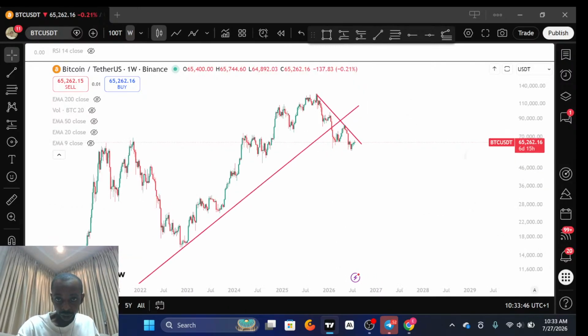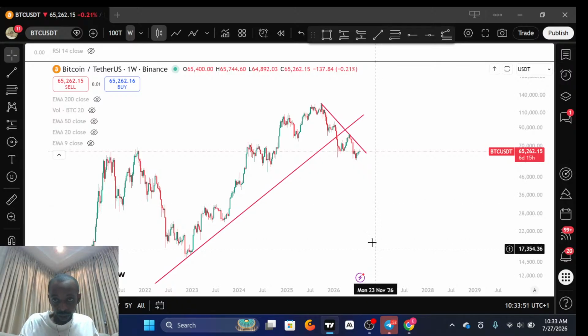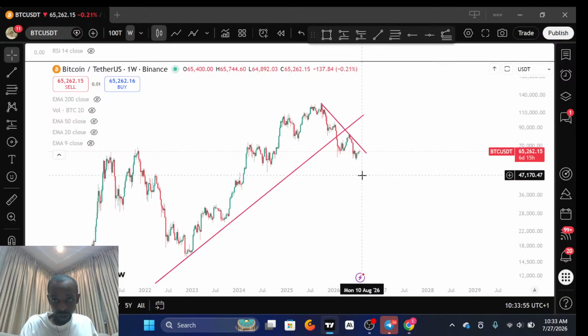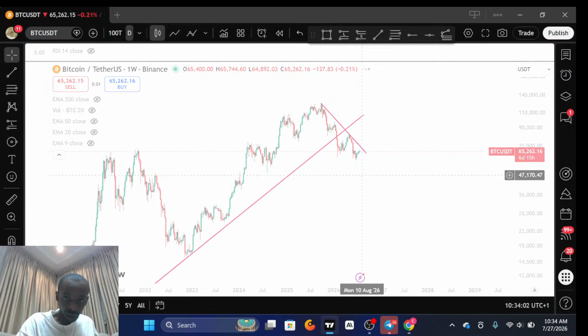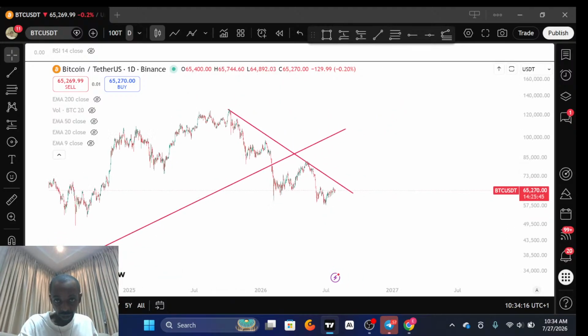Well, let's see some other views. First touch, second touch, third. The market is still bearish from a weekly time frame. Let's go to daily time frame. Daily time frame, a clear break of structure, trying to retest. Slowly bearish.